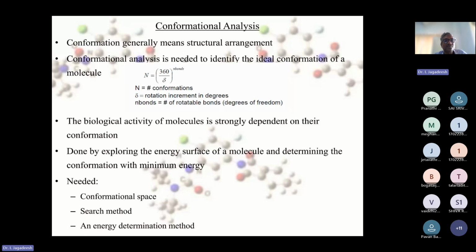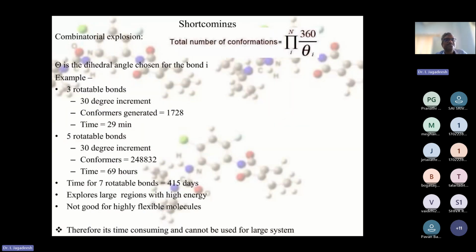Why? Because when you have a very high number of rotatable bonds, you will have a combinatorial explosion. If you have 3 rotatable bonds, for example, with a 30-degree increment in your conformational study, the conformers generated are 1728. And it takes around 29 minutes, around 30 minutes, to study this particular pattern with a 30-degree increment. If you want to go further to 20 or 10, it will increase further and the conformations will also be more.